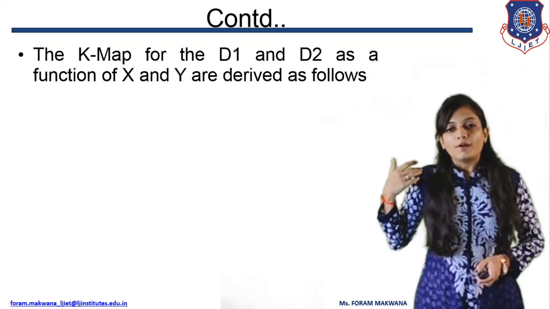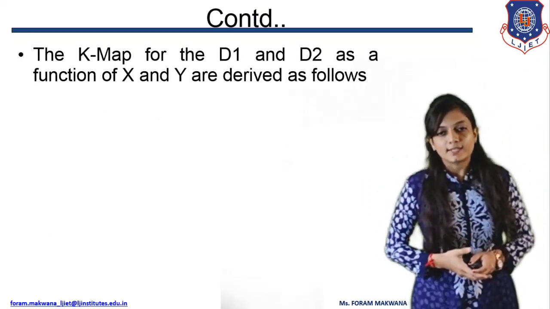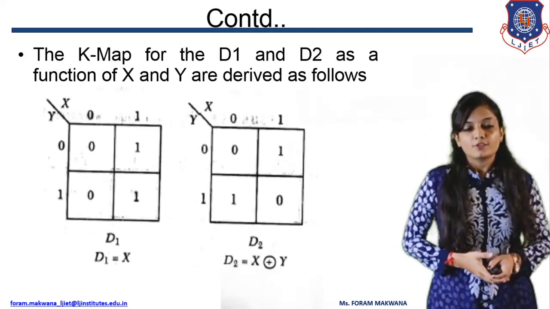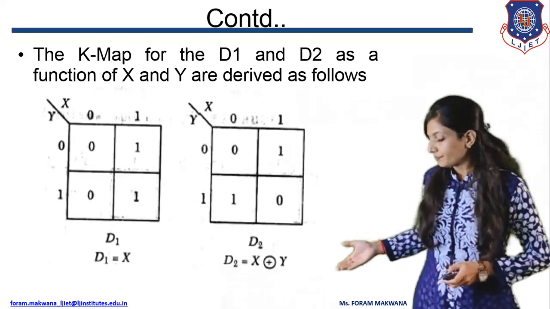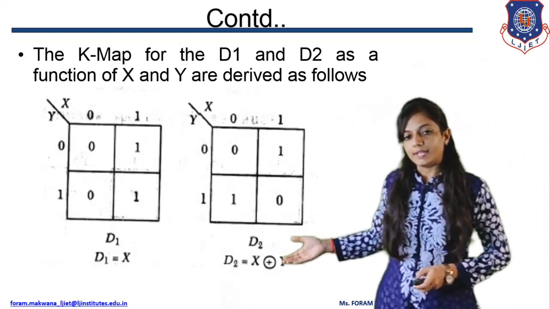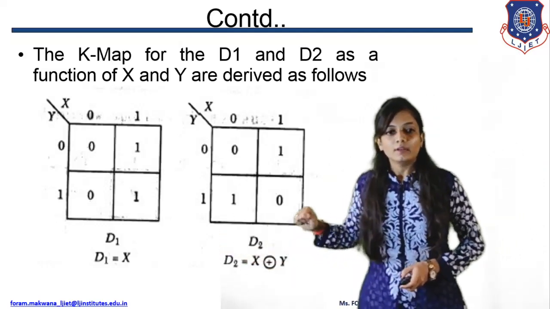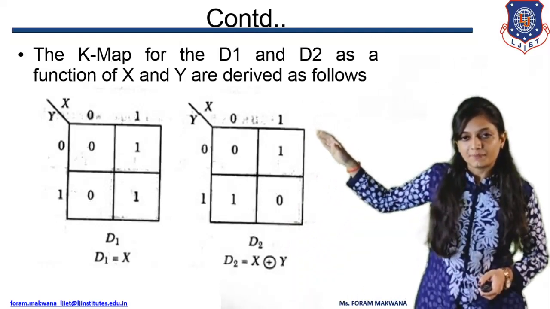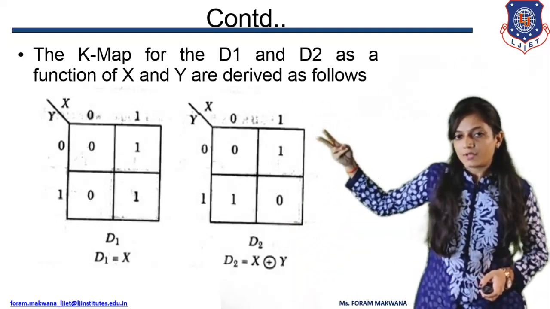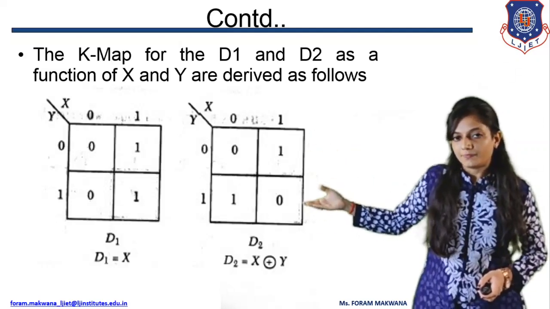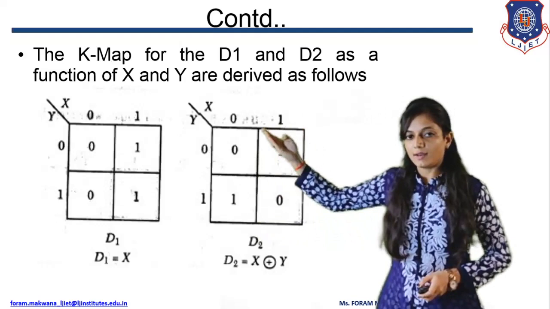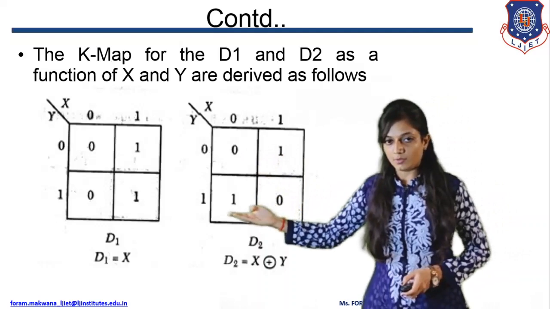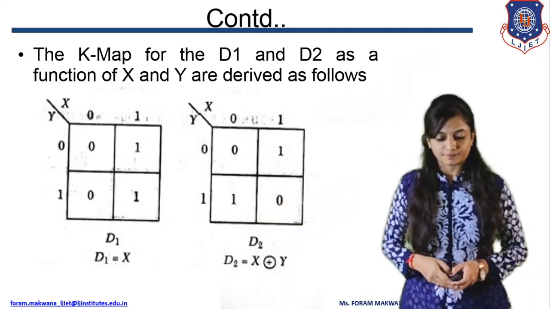Now we are going to design its logic circuit with the help of a K-map. The K-map is derived here for D2 and D1, and we use X and Y because these two are the inputs. As there are two variables, we use a two-variable K-map. Y bar, Y, X bar, X, with 00, 01, 10, 11.